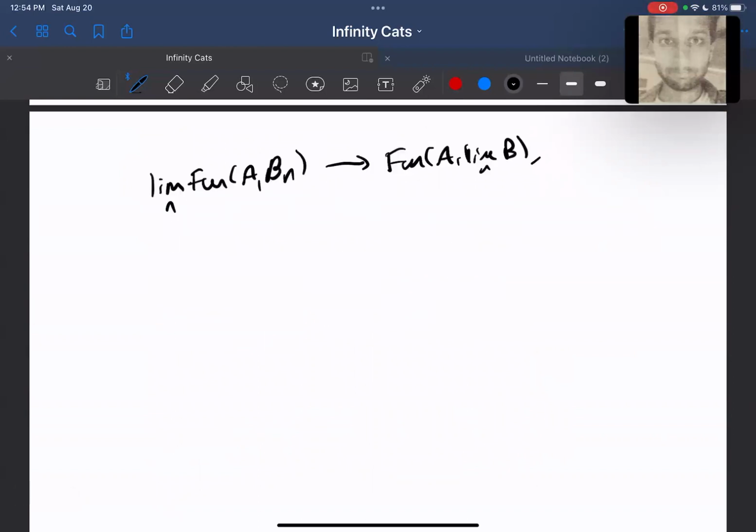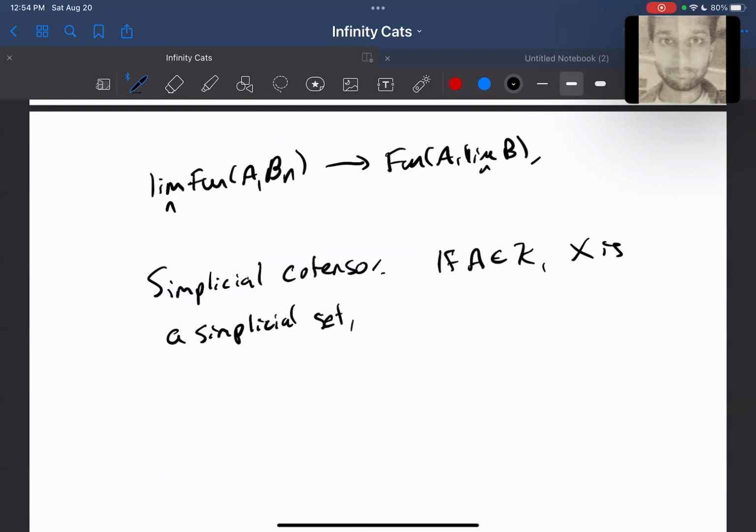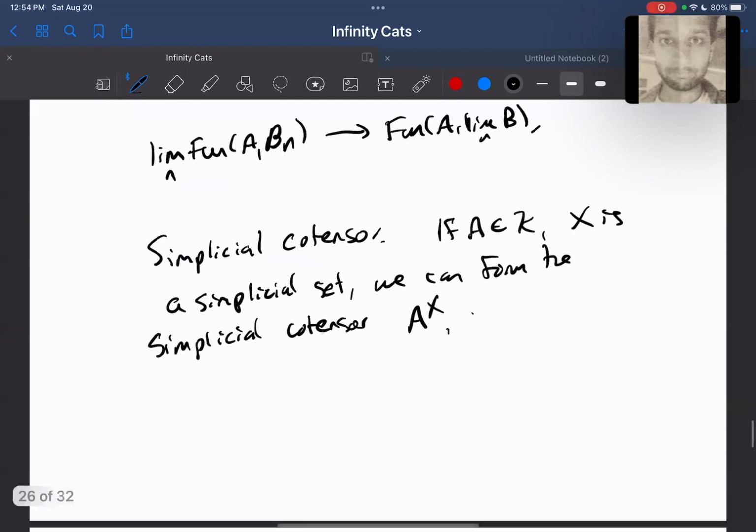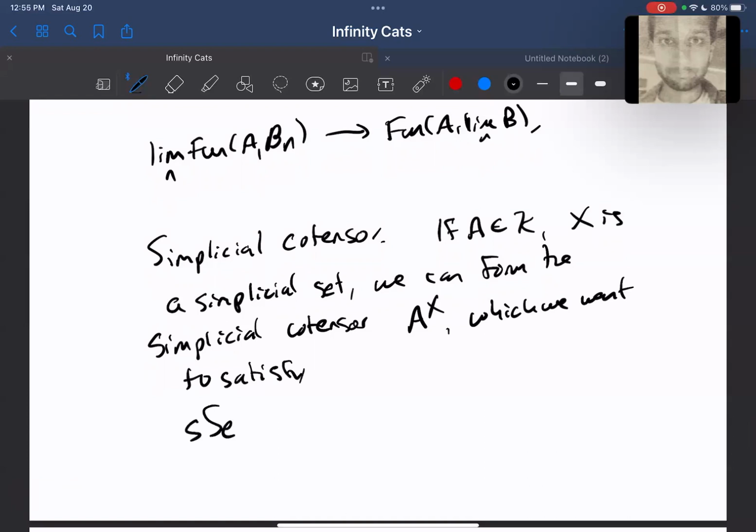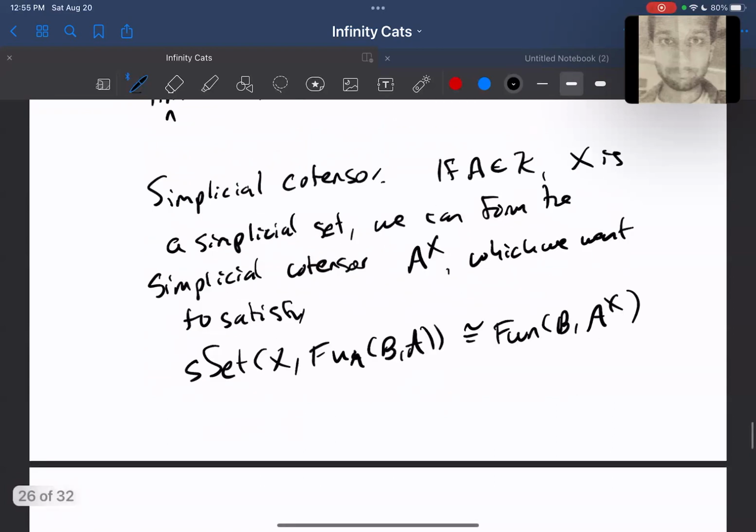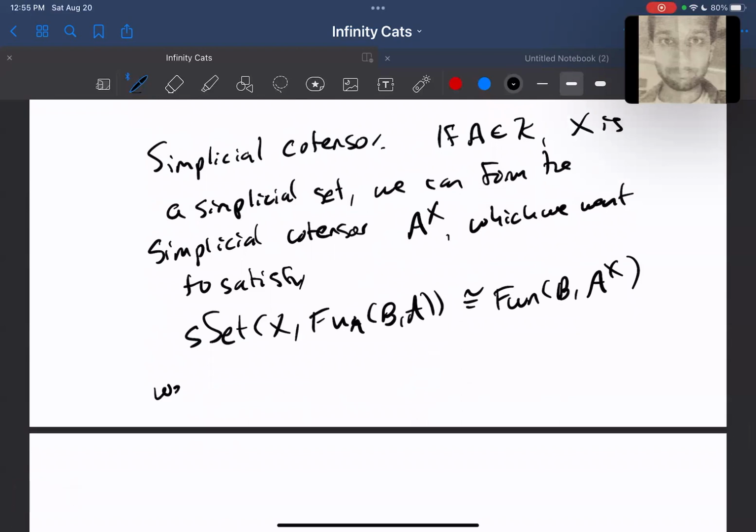So what it means to be a simplicial cotensor, which is something else we required in our earlier definition, is that if A is an object in K and X is a simplicial set, we can form the simplicial cotensor called A to the X, which we want to satisfy maps in simplicial sets from X to functors from B to A is isomorphic to functors from B to A to the X. And we want this to be functorial in a simplicially enriched way.